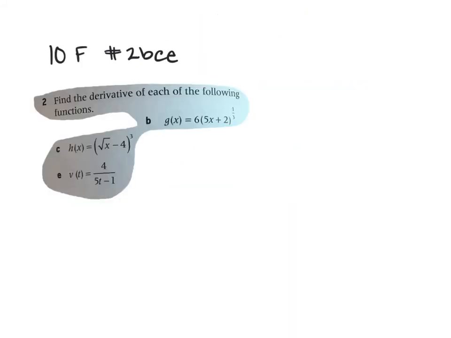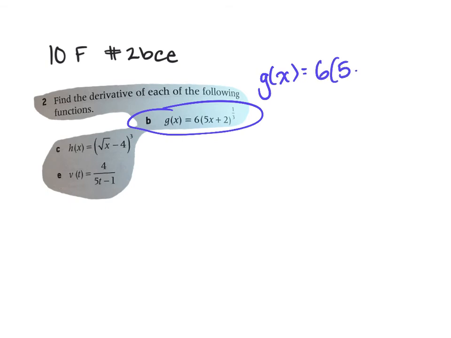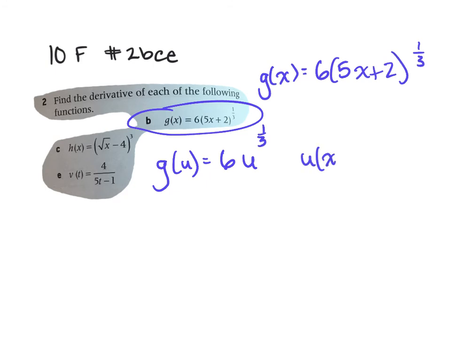Okay, very last question. B, C, and E, find the derivative. So we're just going to take these one at a time. B, I will do in purple. So we've got g of x is 6 times (5x plus 2) to the 1/3. I'm going to write this as g of u is going to be 6u to the 1/3, and u of x is going to be 5x plus 2.